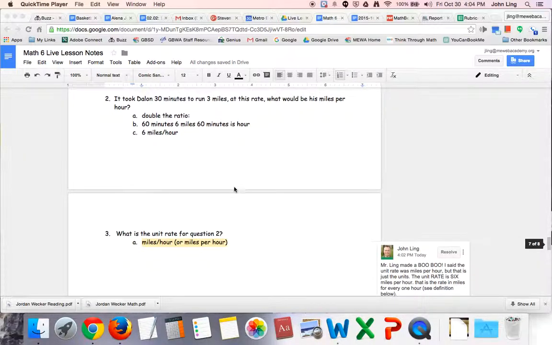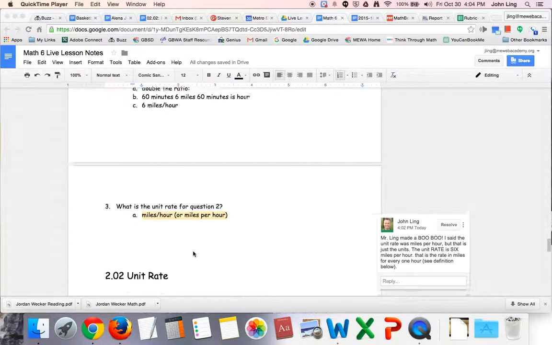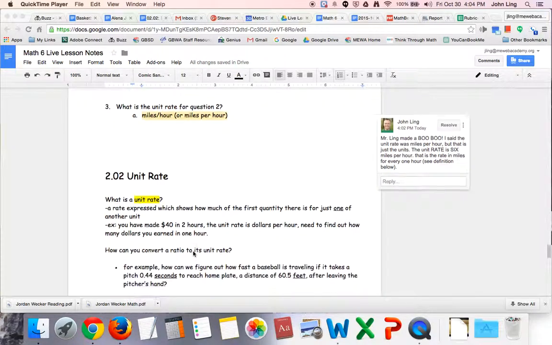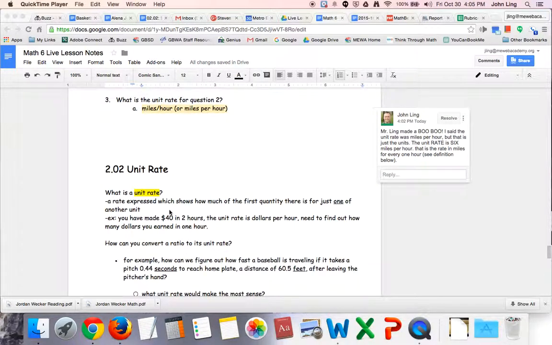But below that, question number three here, I asked you, what is the unit rate for question two? Well, I said miles per hour, but that is not correct because that is just the units that we use. That's not the actual unit rate. Because if we look at the definition again for unit rate, it is a rate which shows how much of the first quantity there is for just one of the other unit.